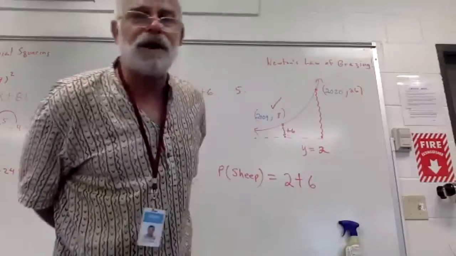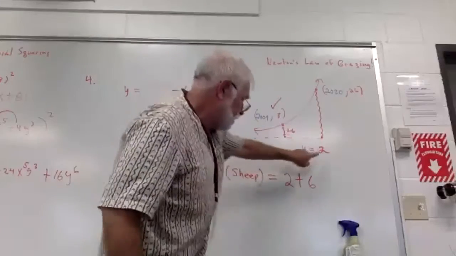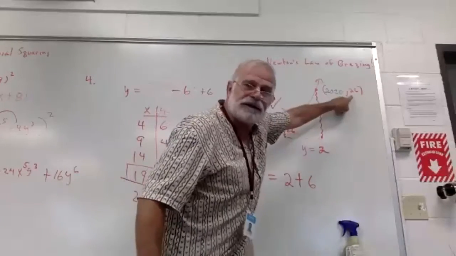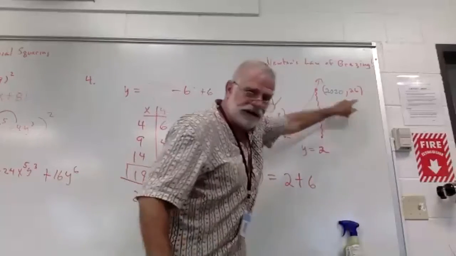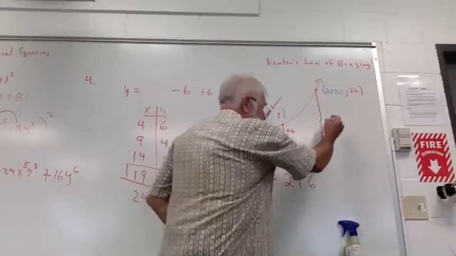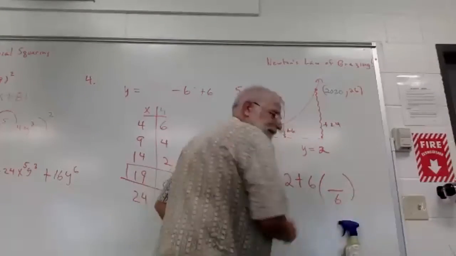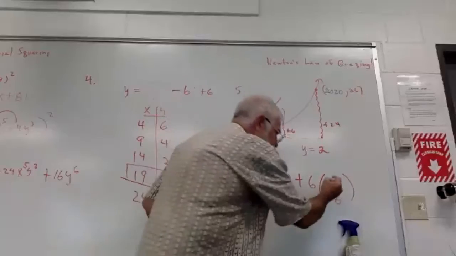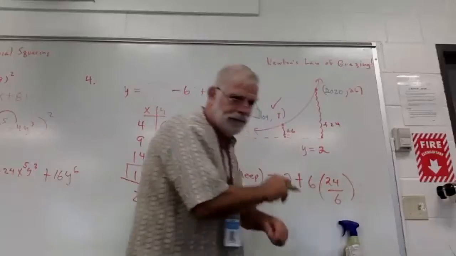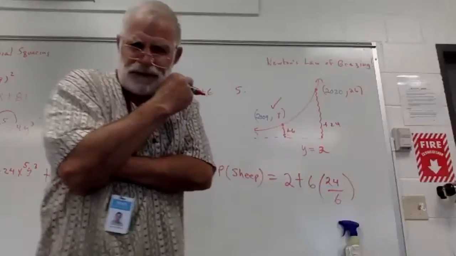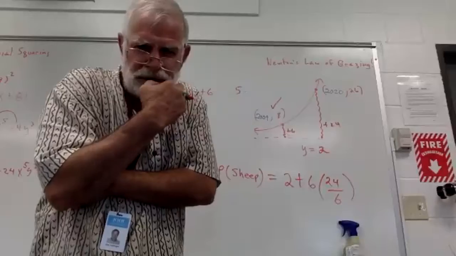Okay, so what did it go up from? 2 to 26. 24. It didn't go up six the second time. It went up 24. So what kind of exponential model are we working with?